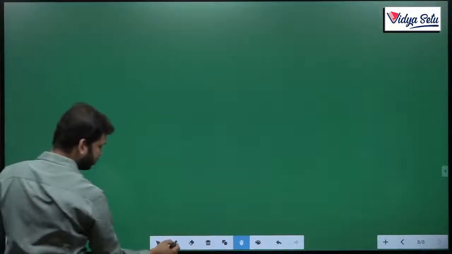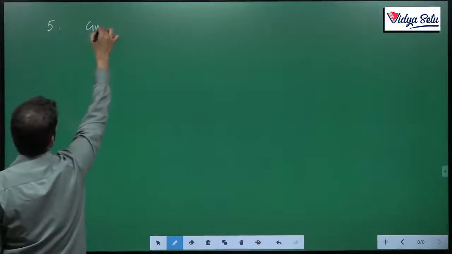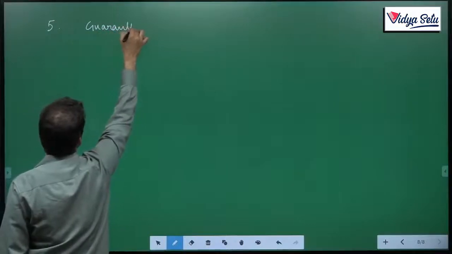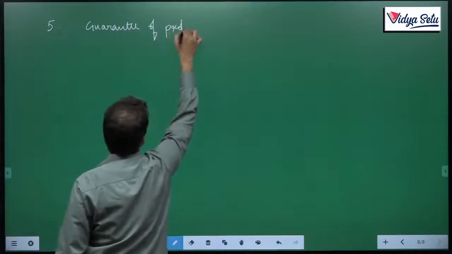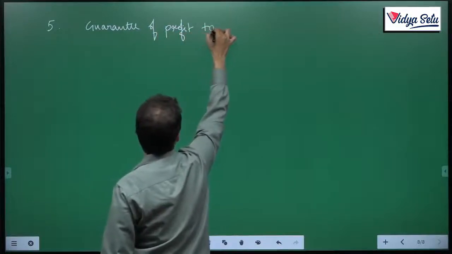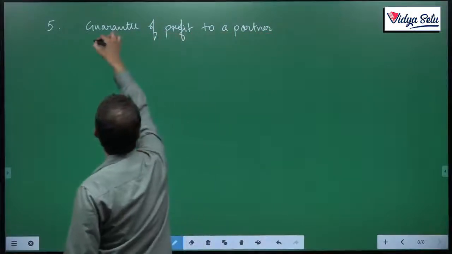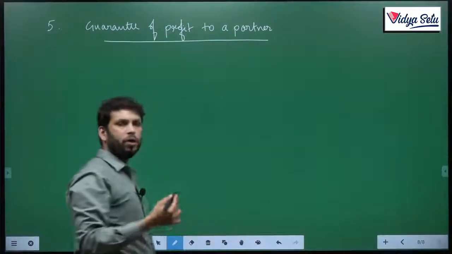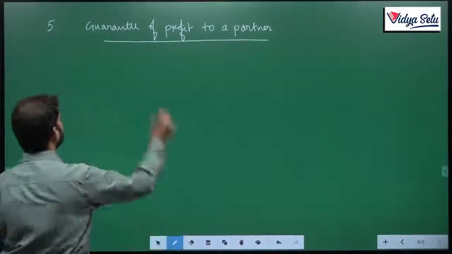Question number 5. Guarantee of profit to a partner. Now, I am just going to write down the important points which you need to write down, okay, when you are framing this answer.